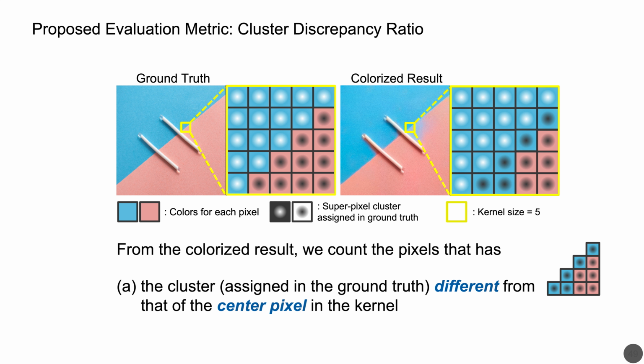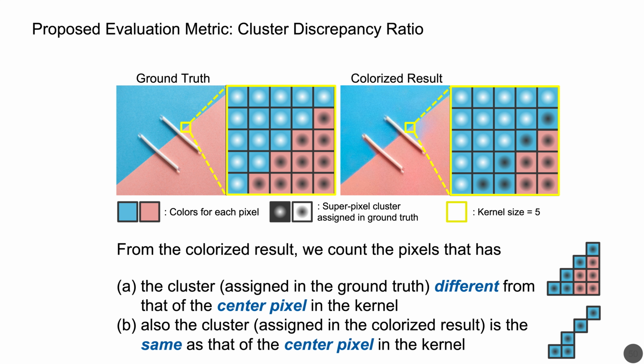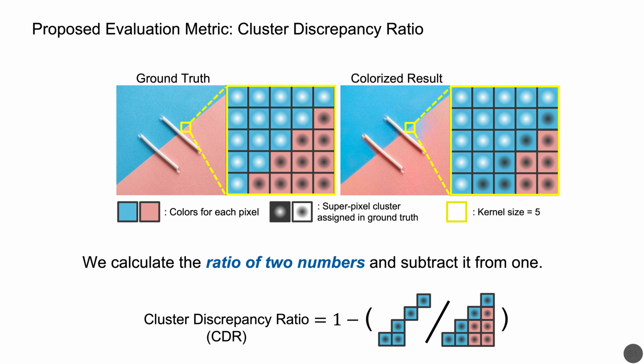Therefore, we propose a novel metric termed cluster discrepancy ratio, or CDR. Based on the concept of superpixel, we count the number of pixels which are supposed to have different colors from the center pixel in the ground truth image, as they belong to the other objects. Also, among those pixels, we count the number of pixels which have the same color in the colorized result due to the color bleeding. Finally, we calculate the ratio of two numbers and subtract it from 1.